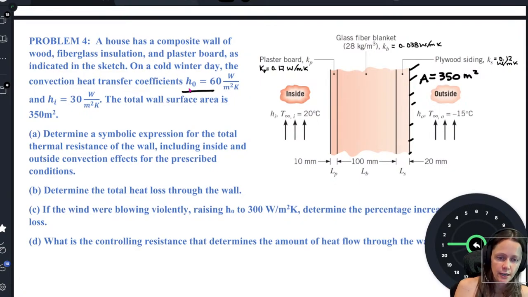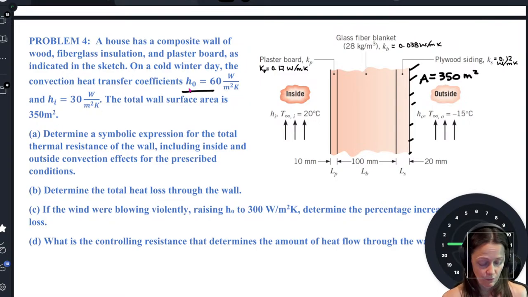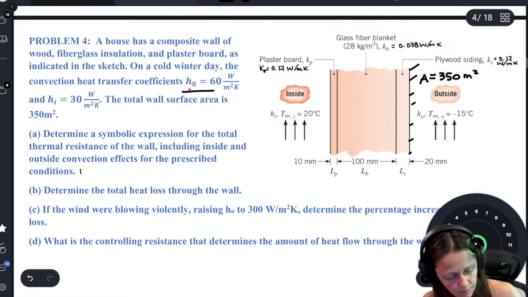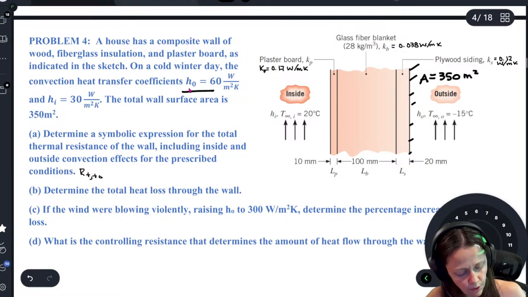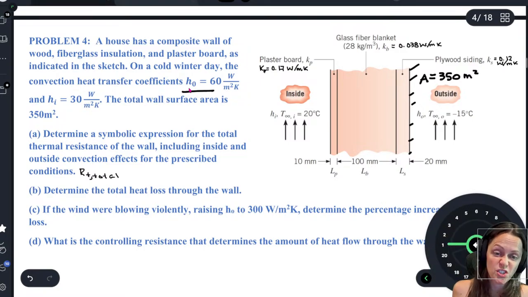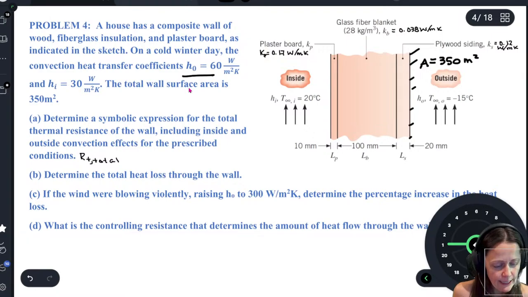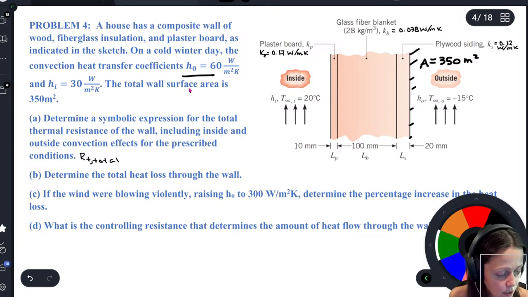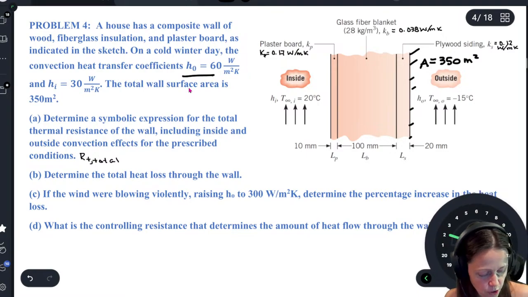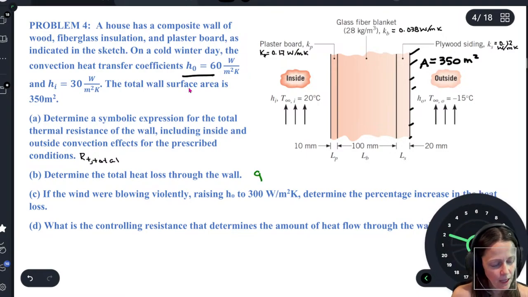Everything else is pretty cut and dry. So part A is asking for a symbolic expression for the total thermal resistance of the wall, including the inside and the outside convection effects. All they're looking for is that total thermal resistance, so we're just going to sum it up, right? Next thing that they're looking for is the Q loss through the wall. Okay, great. That's just Q.